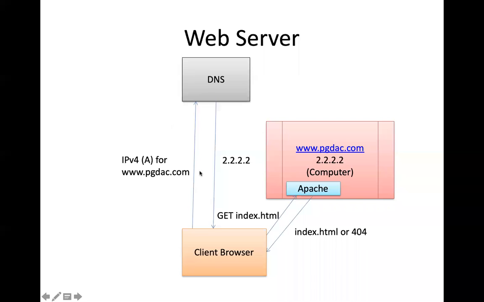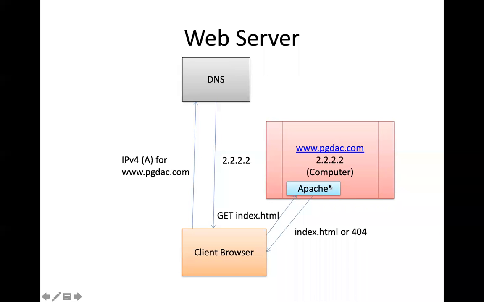So if I want to access a website like pgdac.com, I need to go to the domain name server. Basically, I do not do that; implicitly, the browser does it. The browser will automatically connect to the DNS server, get the IP address for that domain, and then try to connect to the computer whose IP is 2.2.2.2, and try to get the first page, index.html.